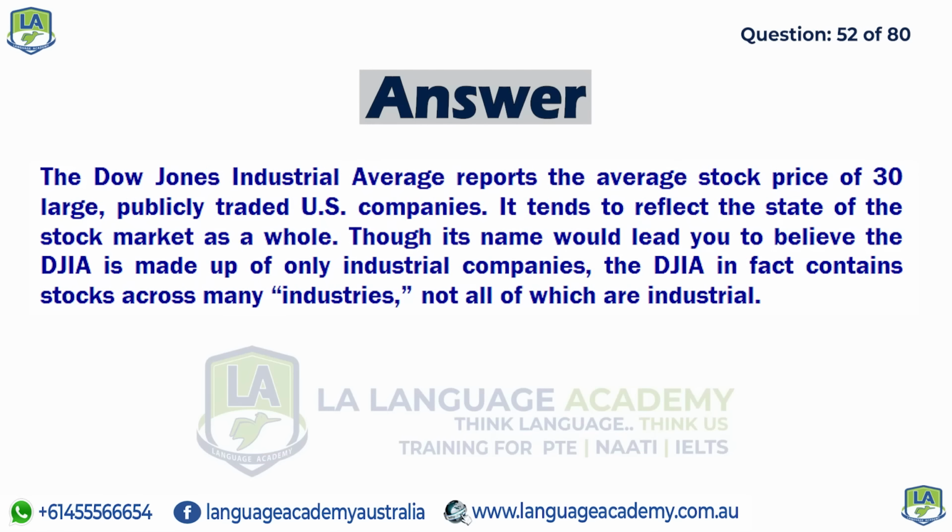The Dow Jones Industrial Average reports the average stock price of 30 large, publicly traded U.S. companies. It tends to reflect the state of the stock market as a whole. Though its name would lead you to believe the DJIA is made up of only industrial companies, the DJIA in fact contains stocks across many industries, not all of which are industrial.